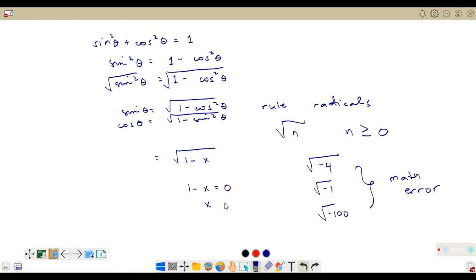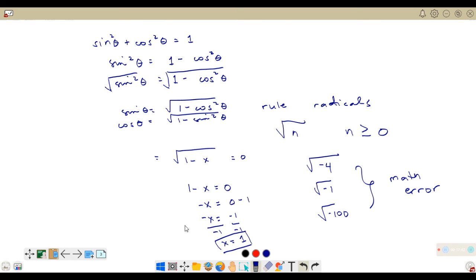So, negative x is equal to 0 minus 1. Negative x is equal to -1. Divide both sides by -1, x is equal to 1. So, kapag ka meron kang 1 dito, for the value of x, magkakaroon ka ng 0. Okay?